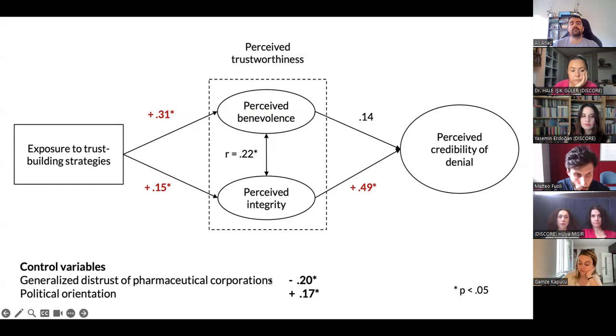Generalized distrust of pharmaceutical corporations was one of them. So the more cynical you are of corporations in general, the less you would trust this particular company. And political orientation: the more conservative you are, the more lenient you will be towards this particular company. Sorry, actually the opposite. The more progressive you are, the more cynical, which makes sense. And the more conservative, the more lenient, the more trusting of the company you would be, or our participants were. So this shows that individuals' prior attitudes and beliefs need to be taken into account as well.